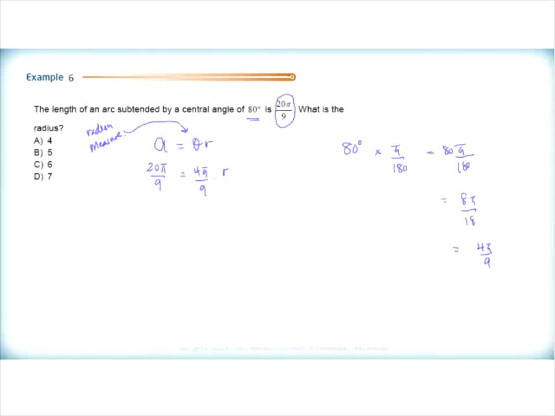Now, I want to get R by itself. The simplest way to get R by itself is to multiply this side by 9 over 4 pi. And of course, I multiply the other side by 9 over 4 pi. 4 pi over 9 times 9 over 4 pi will give me 1R. Here the 9's will cancel. The pi's will cancel as well, of course. So we're left with 20 over 4, which is 5. The radius of this circle is 5.